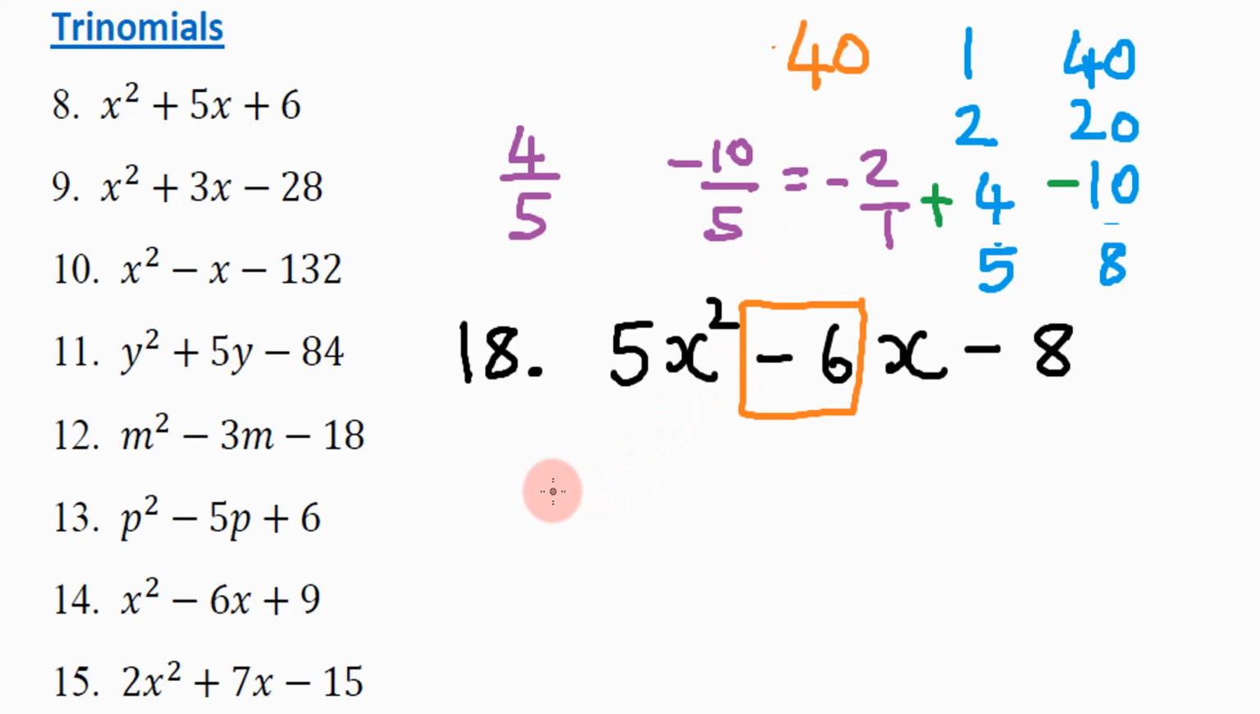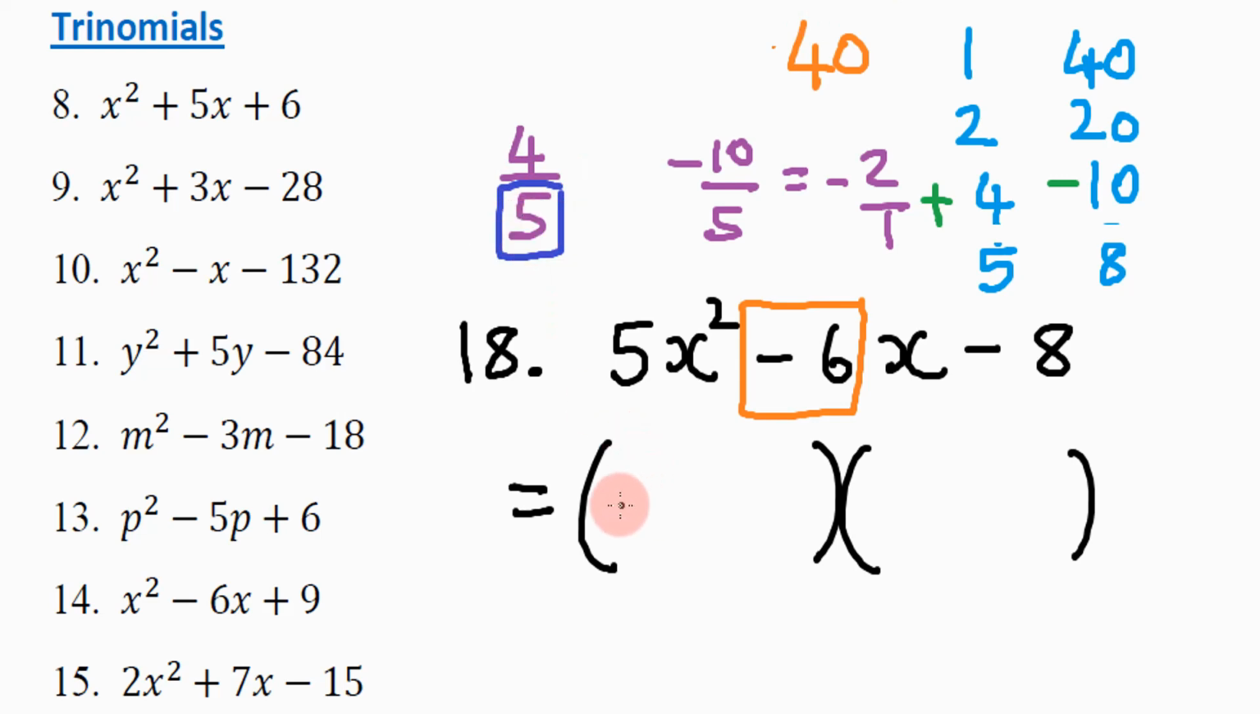Now we can open our brackets. The numbers in the denominators of these two fractions will be what we multiply by x. So we're going to multiply the 5 by x. So 5 times x is 5x. And we have a positive 4 at the top here. So our plus 4 will go here. Now we take the 1 here, we multiply it by x. 1 times x is x. And the number above the 1 here is negative 2. And it will go in here.